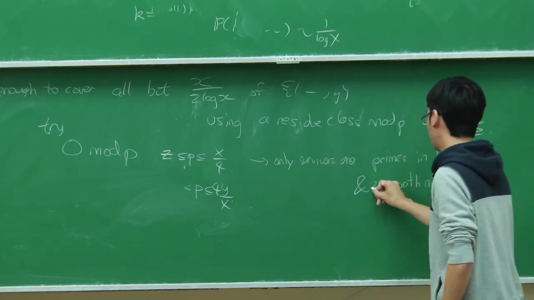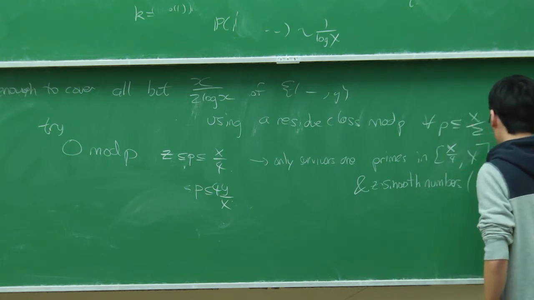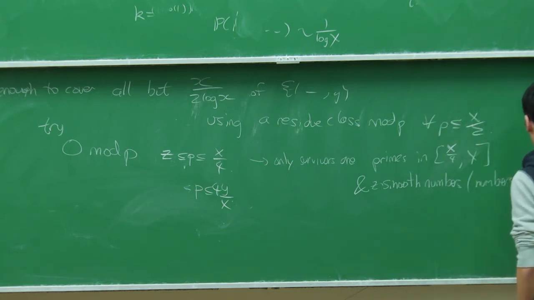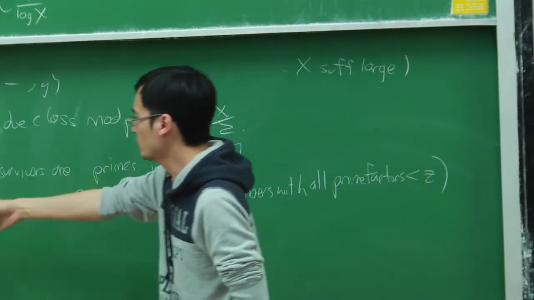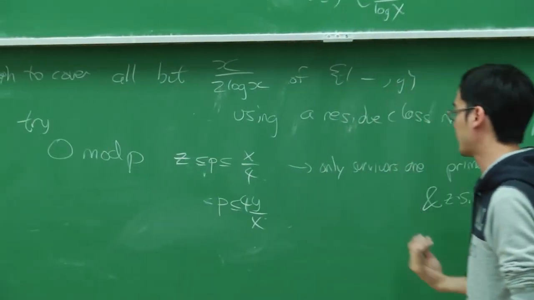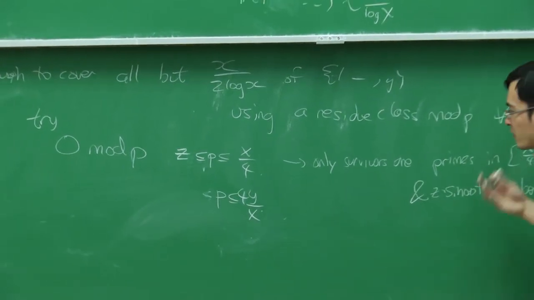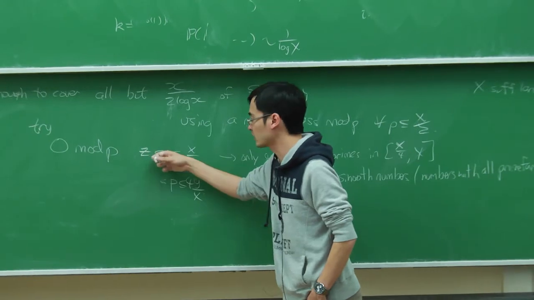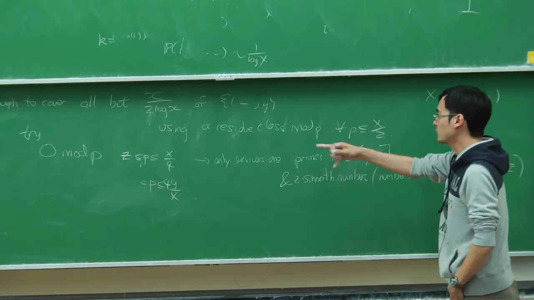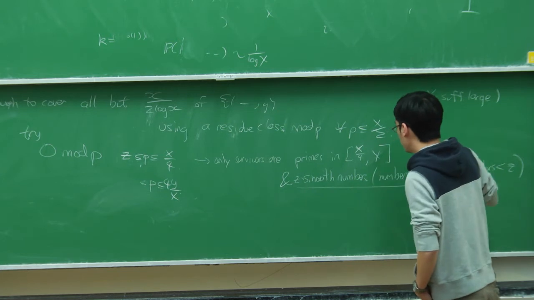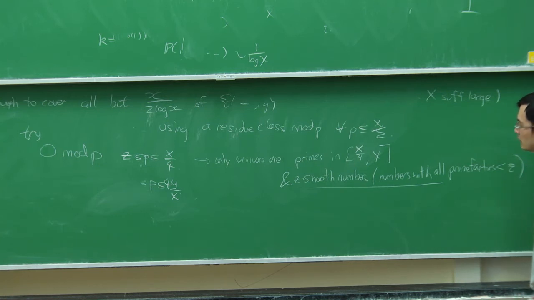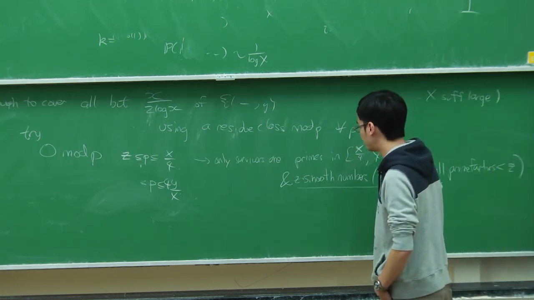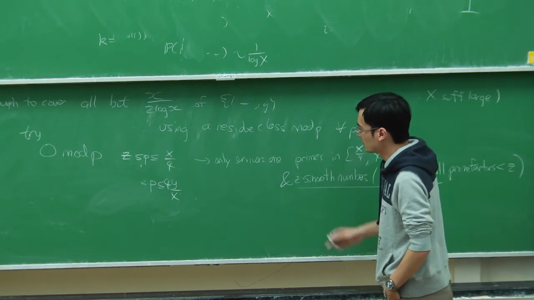So z-smooth numbers, actually, numbers with all prime factors less than z. Because if you remove all multiples of p in this range, the only numbers that can survive are numbers that have one big prime factor, so the big primes, or numbers that only have lots of small prime factors. And if you choose z correctly, you can make this set small. You can make it small enough to just fall into your acceptable error term. So you can just pick z to optimize this.